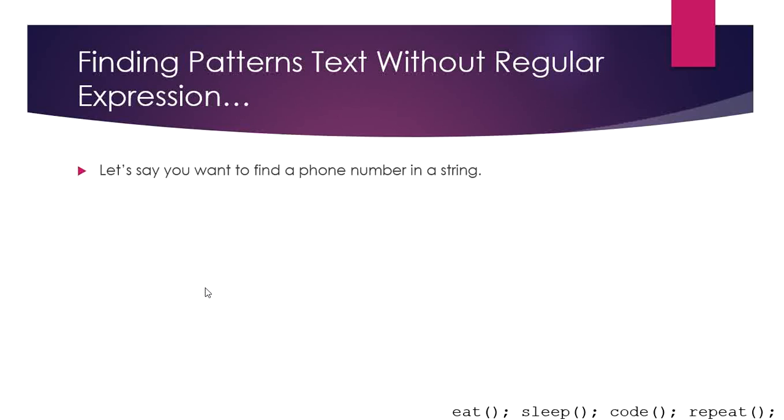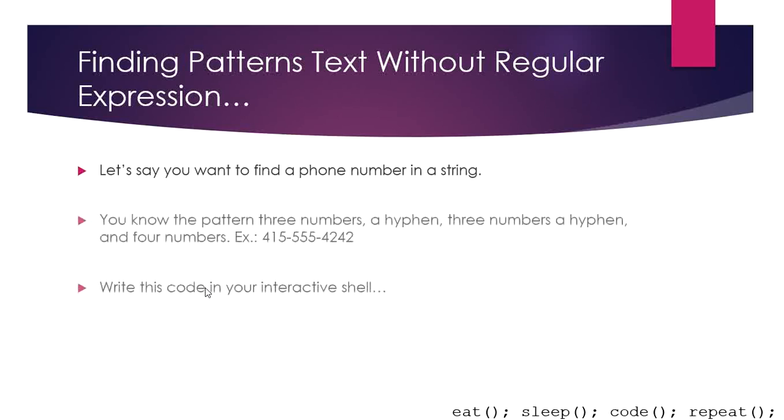So let's say we want to find a phone number in a given string. We have a particular string, like "my phone number is this". Here this is a big string and we need to find a phone number in it. You need to find that pattern in it. So how do we do that? You know the pattern: 3 digits, a hyphen, 3 numbers, a hyphen, and 4 numbers. For example, this you can see.